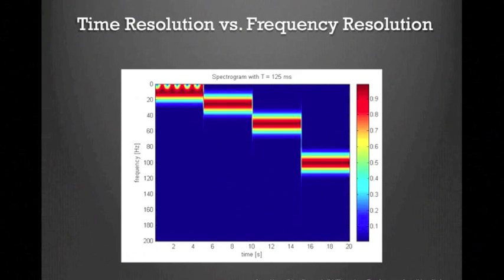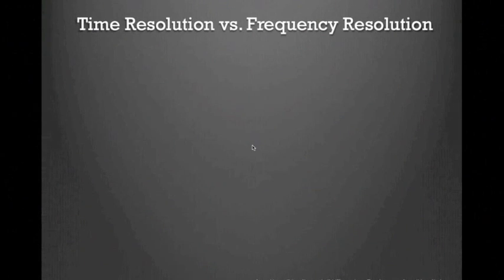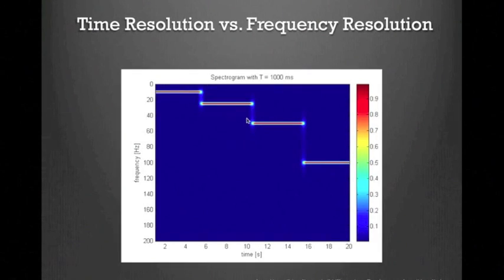The first plot is the spectrogram of the signal using a 125 milliseconds long window. In this plot, we cannot really tell the exact frequency, but we can see the clear and sharp boundary between each segment. Next one is the spectrogram of the same signal using a 1000 milliseconds long window. In this plot, we can almost tell the frequency, while it's blurry at the boundaries. In general, the longer the window is, the higher the frequency resolution and the lower the time resolution.